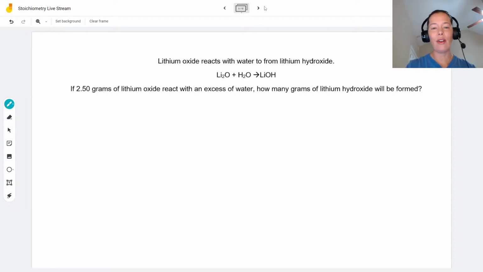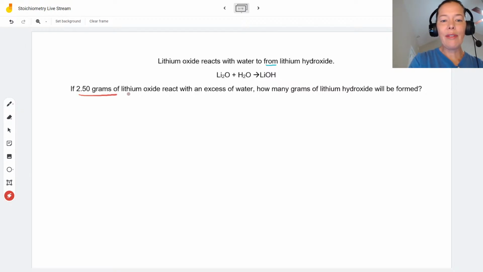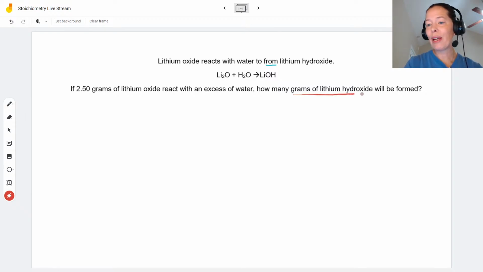Okay, so here is our next problem. Lithium oxide reacts with water to, that should be form lithium hydroxide. If 2.5 grams of lithium oxide react with an excess of water, how many grams of lithium hydroxide will be formed? Okay, so again, let's identify this as a stoichiometry problem. We are given information about one molecule, lithium oxide. We are asked information about another molecule, lithium hydroxide. We need a balanced chemical equation here.